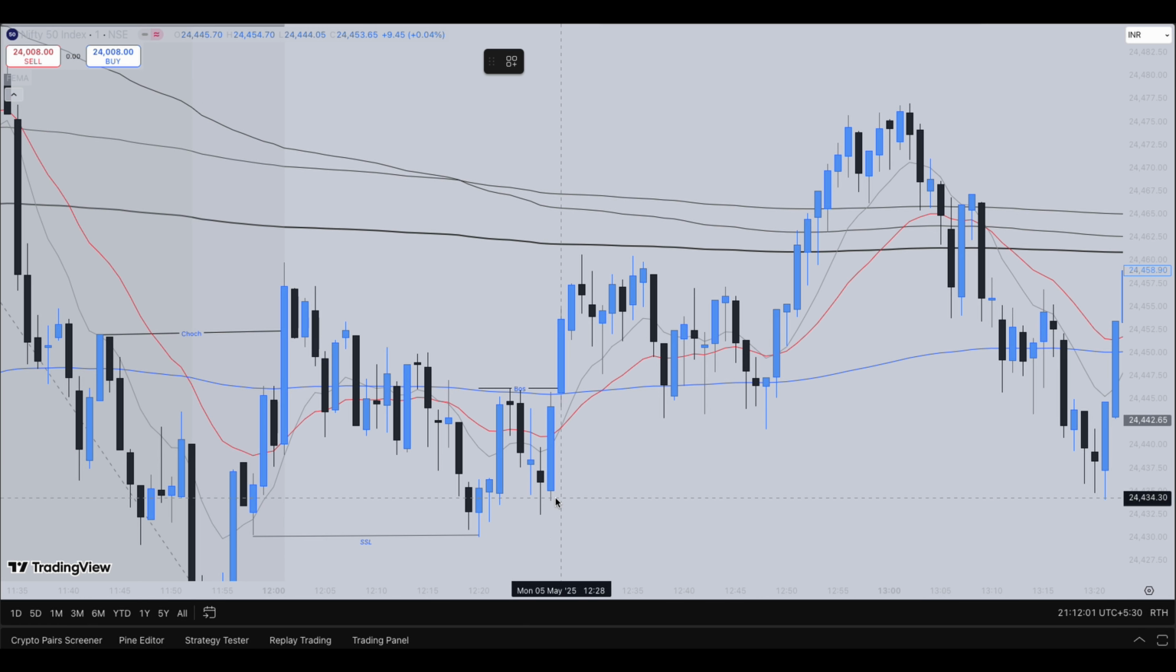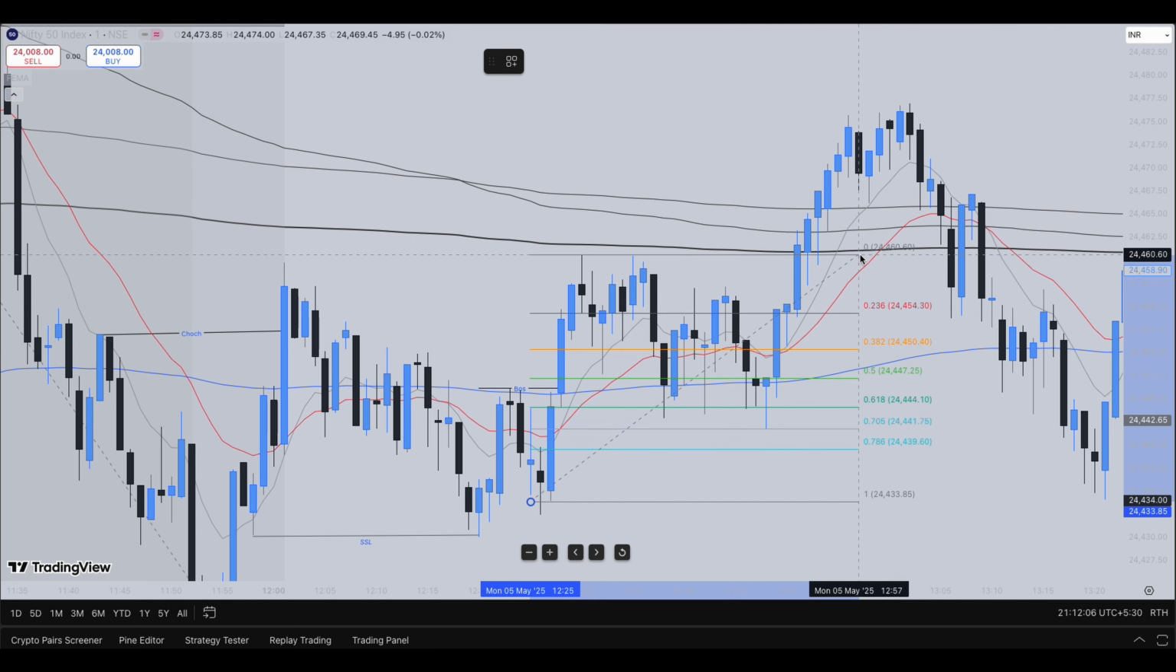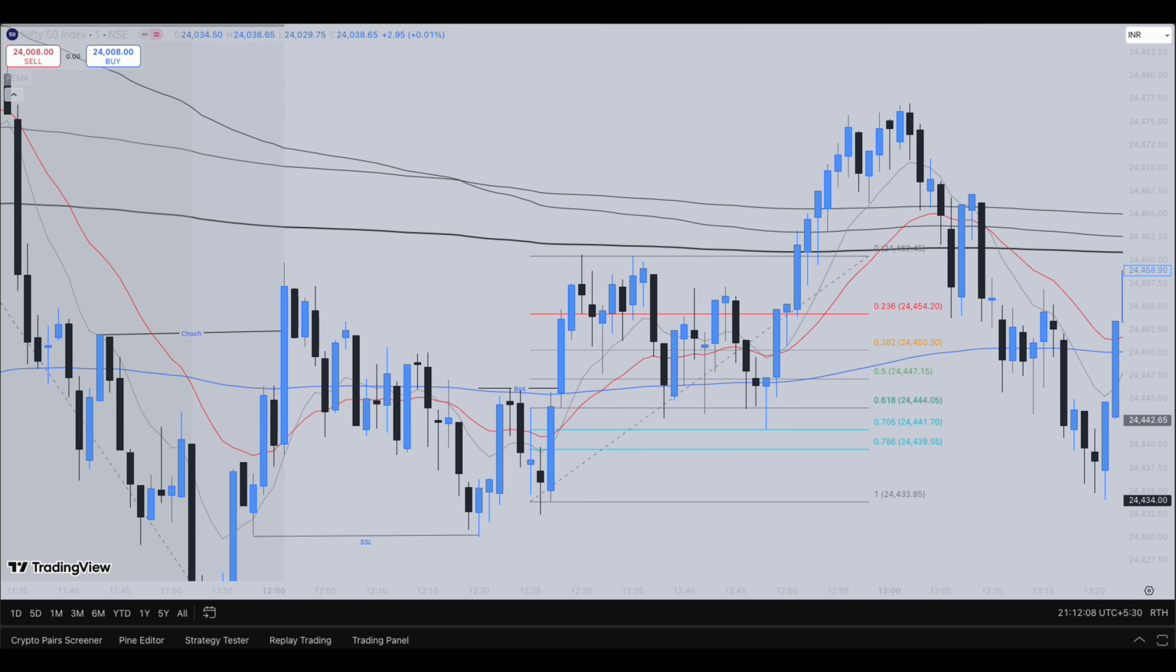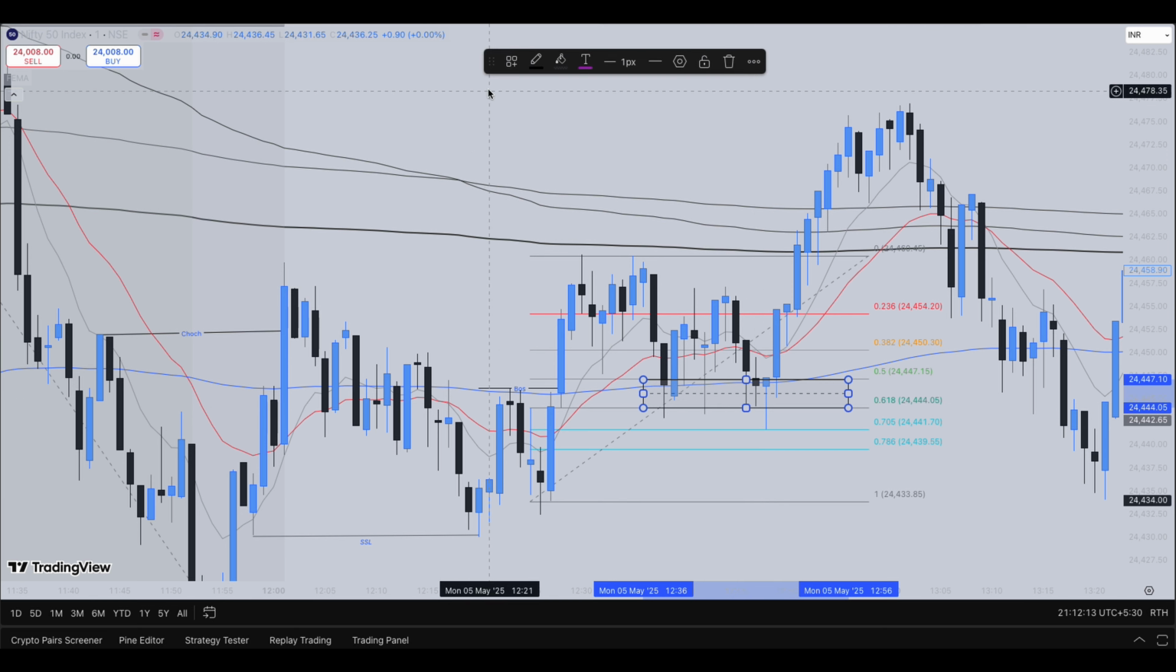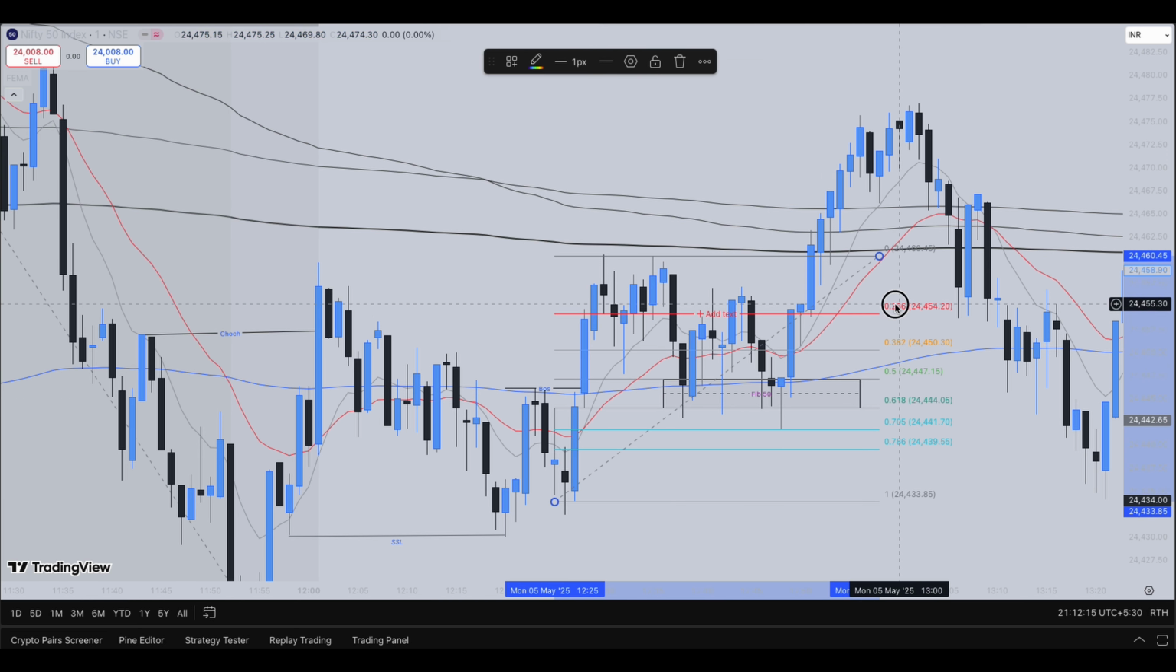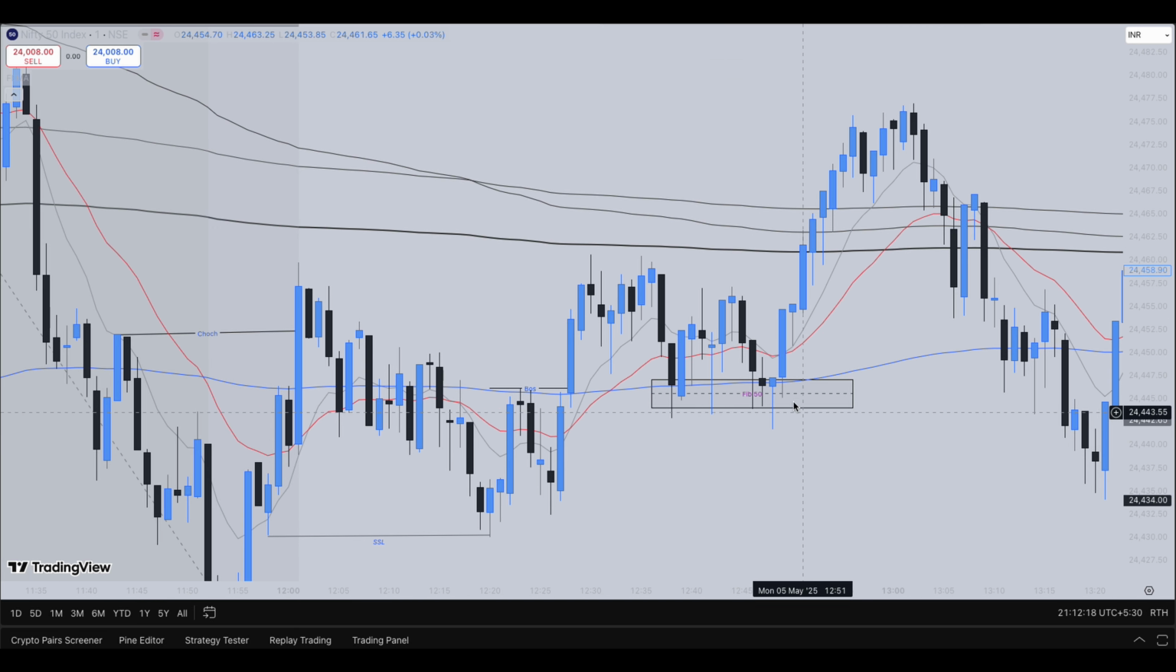After this kind of momentum, guys, what you can see is, to plot the fib levels over here, the common point within this to the common point within this. And you can see the market retracing all the way to this 50% level over here. This is the 50% level, guys, where the market retraced all the way to these levels.